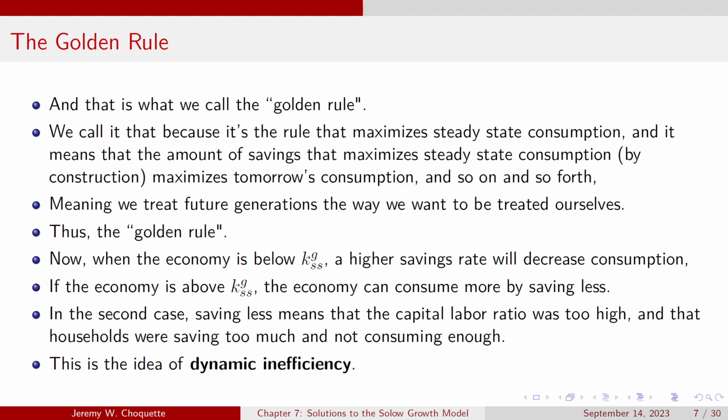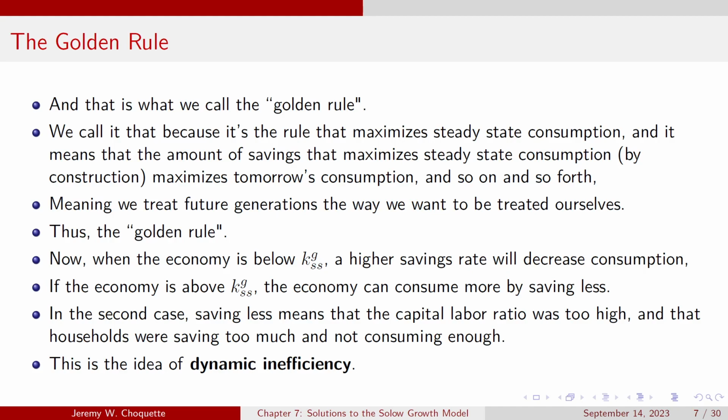Now, if the economy is below steady state capital, well, we have a higher savings rate, which will then decrease consumption, right? You save more, you consume less. If the economy is above steady state capital, the economy will consume more and then save less. So essentially, if we're below steady state capital, we converge to steady state capital from below. So our steady states will sort of increase up to that steady state capital G, golden rule.